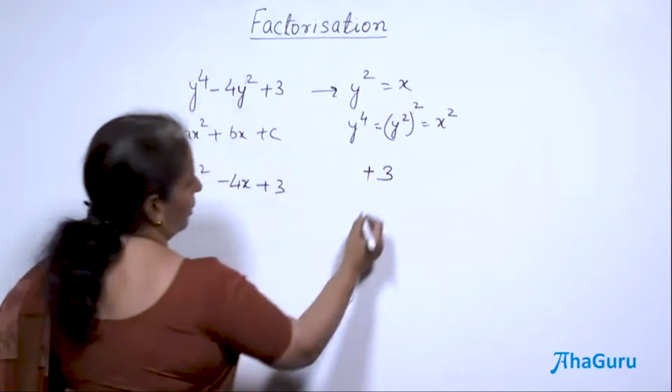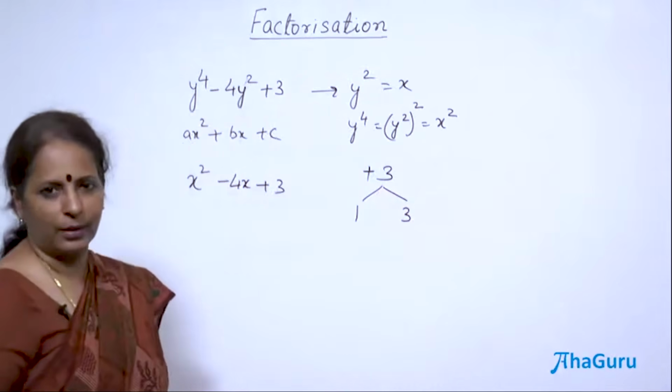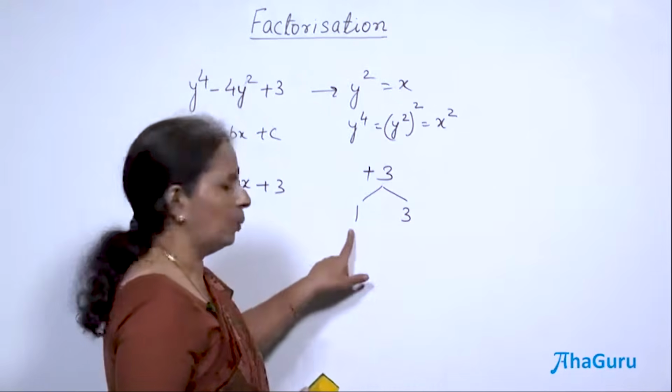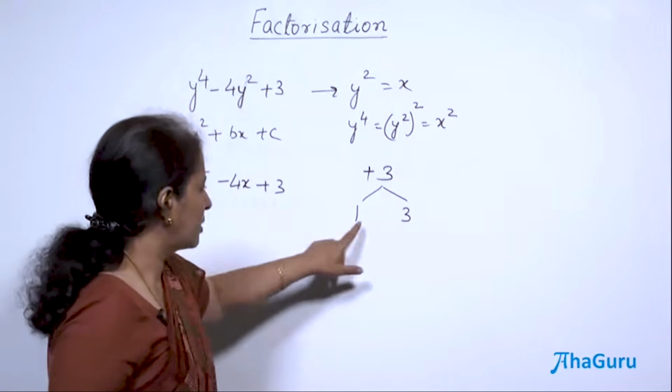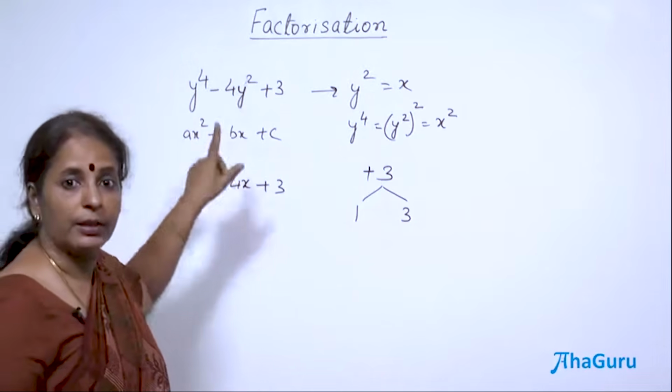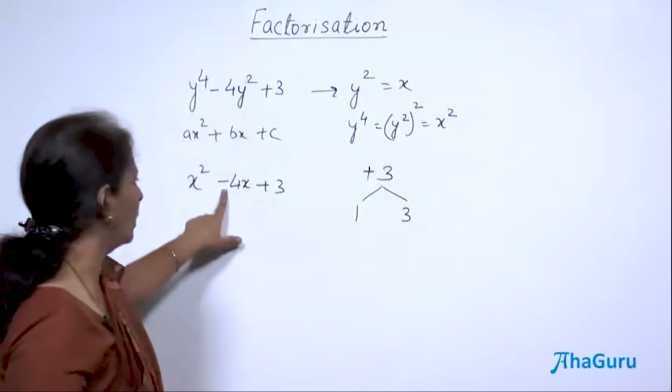Now, the only factors of 3 are 1 and 3, isn't it? There cannot be anything else. 3 into 1 is 3, so this is the answer already, but how do you write it here? Their sum should be minus 4. You have to add them, because this is a plus sign here. So I have to add these two to get minus 4.